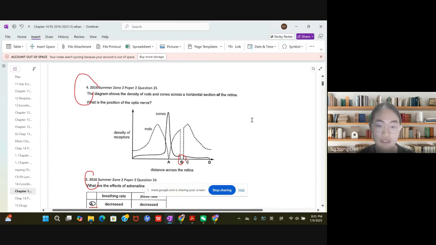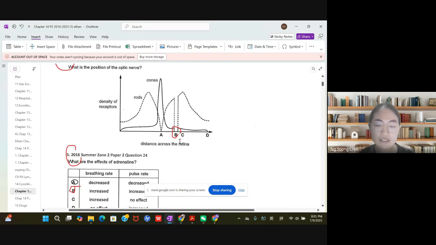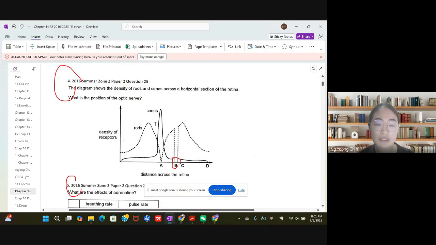Okay, for this one, what is the position of the optic nerve? So you see, the retina is in the innermost layer of the eyes, which contains a lot of photoreceptors. The photoreceptors belong to the rods and cones, right? And then what is the position of the optic nerve? I'm not sure if you remember, on the retina there's a spot we call the blind spot.